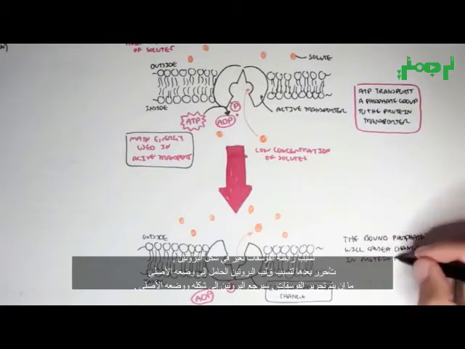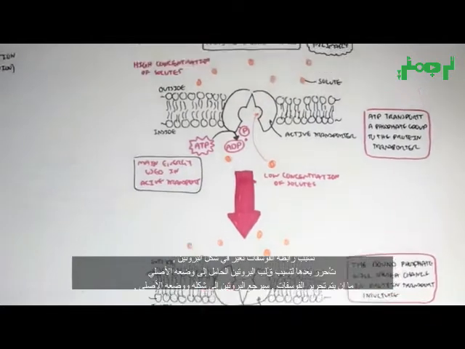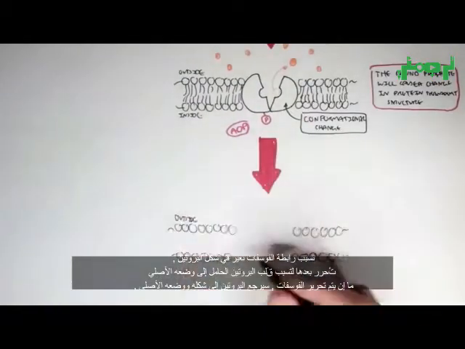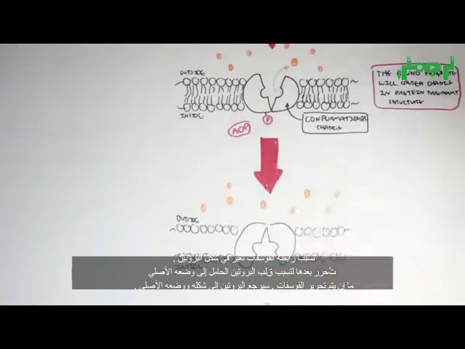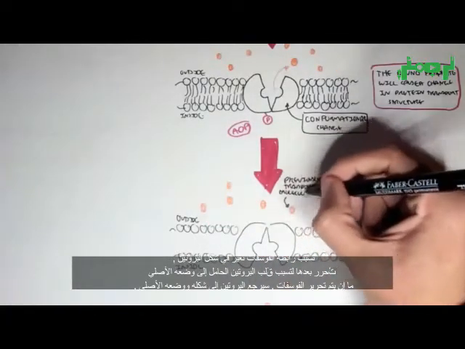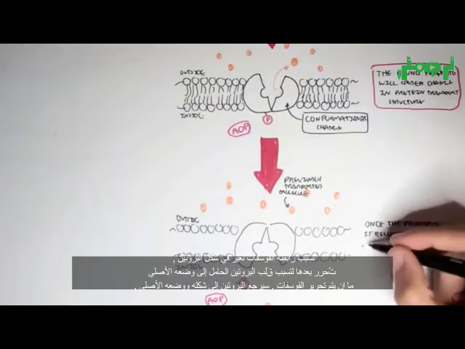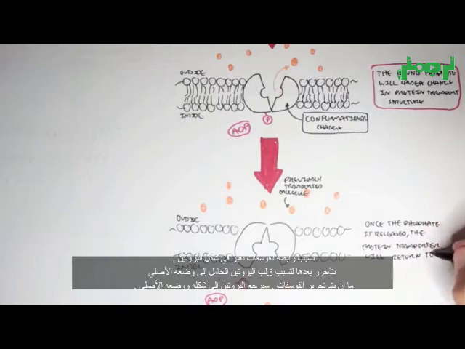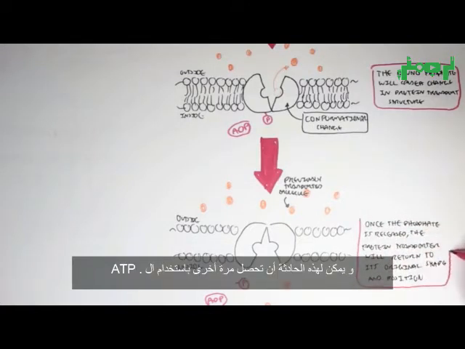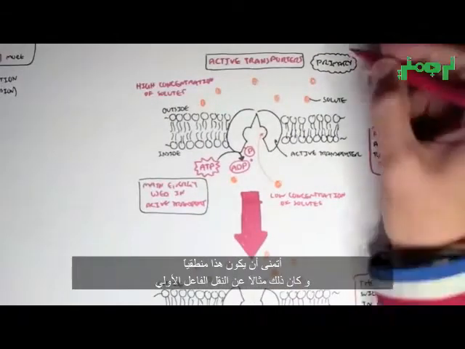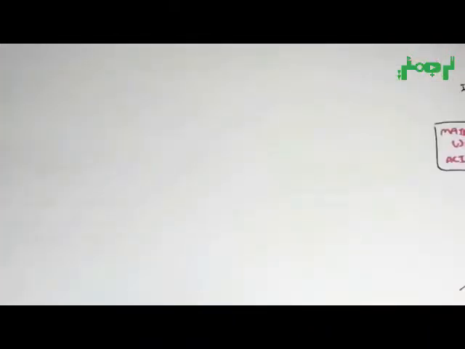Here, the bound phosphate causes a change in the protein transporter's structure. Then this bound phosphate group will be released, causing the active protein transporter to flip back to its original shape. So once the phosphate is released, the protein transporter returns to its original shape and position, and this process can occur again with ATP. ATP comes along and another solute can move up against its concentration gradient. Hope that made sense. That was an example of a primary active transporter.